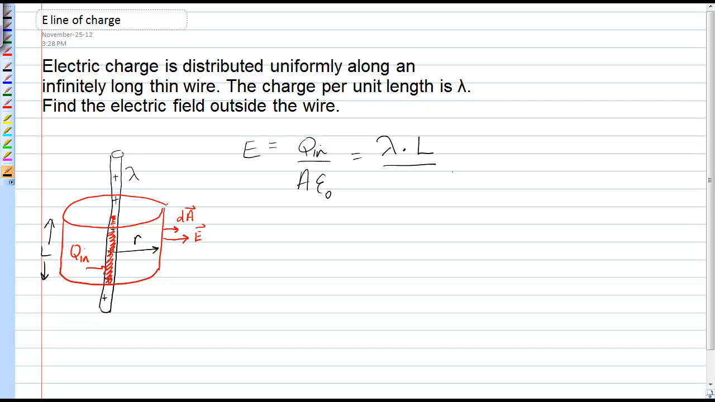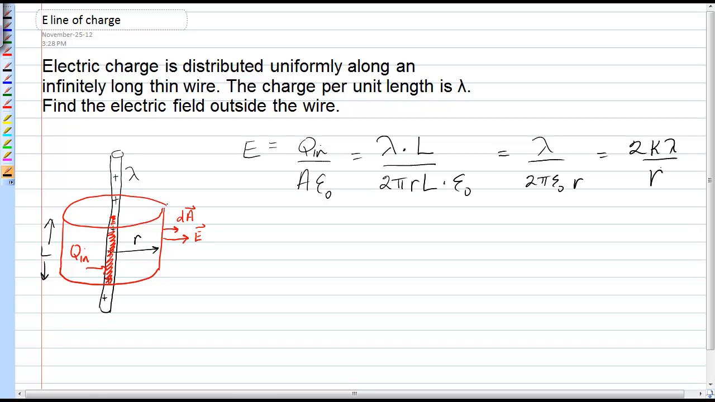The area through which the flux passes, where the area vector is parallel to the electric field vector, is only the curvy side of this Gaussian surface, not the top and the bottom. So the curvy side has surface area 2 pi r L, epsilon naught. Now the L always has to cancel because the length of the Gaussian surface is completely arbitrary. And we're left with lambda over 2 pi epsilon naught r, or 2k lambda over r. So the electric field due to a long, thin wire of charge is proportional to 1 over r, unlike a sphere or a point charge where it's proportional to 1 over r squared.